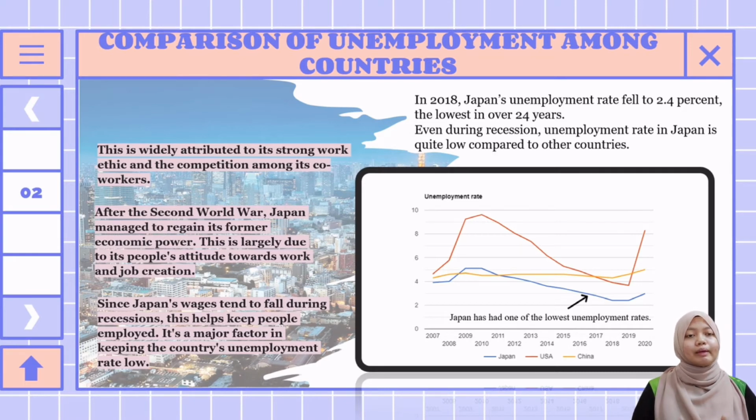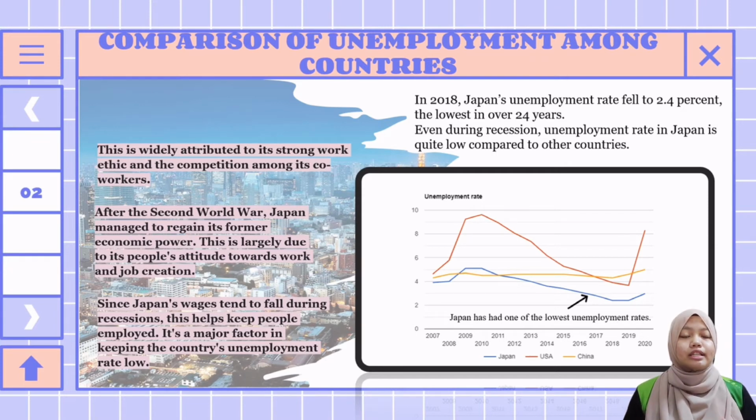So why does Japan have a low unemployment rate? That is because of their strong work ethics and competition among co-workers. Japan managed to regain its former economic power after the Second World War. This is largely due to their attitudes toward work and job creation.